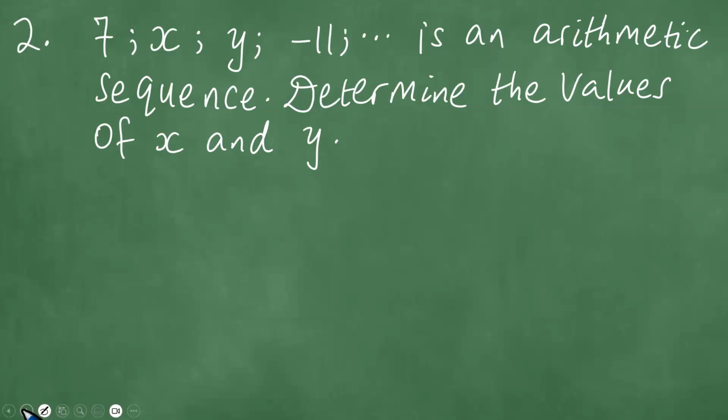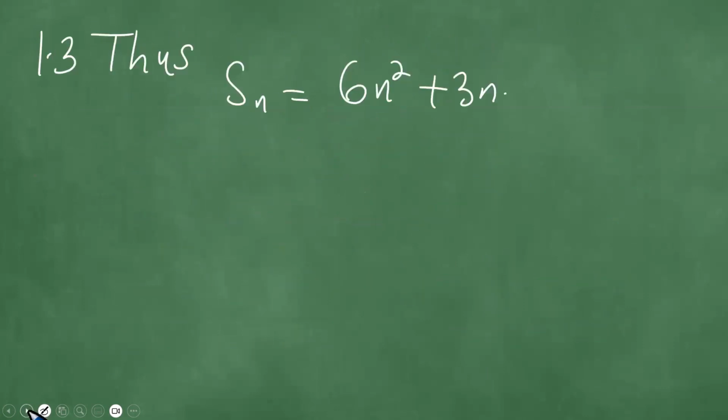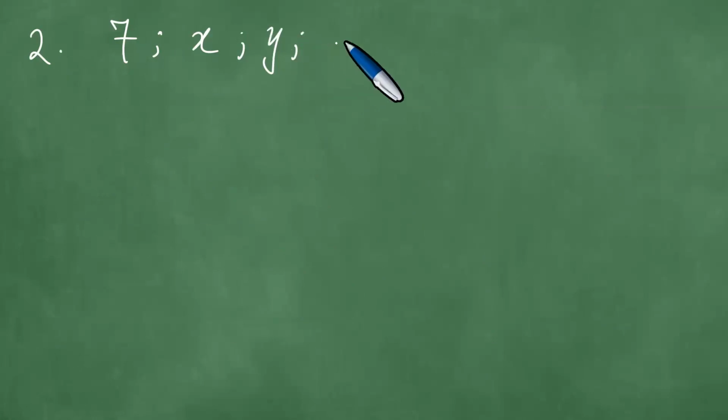Okay, now let's look at what we need to do here. Very easy question, number 2. Right, now question 2 is a very interesting one, because the examiner here is giving us the sequence 7, x, y, minus 11, and so on. And they're saying we must get x and y. And they're telling us that this is an AP. So it is an arithmetic progression. Okay, if it is an arithmetic progression, we must find the values of x and y.